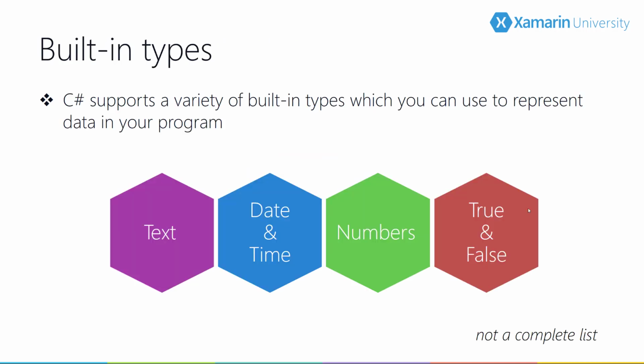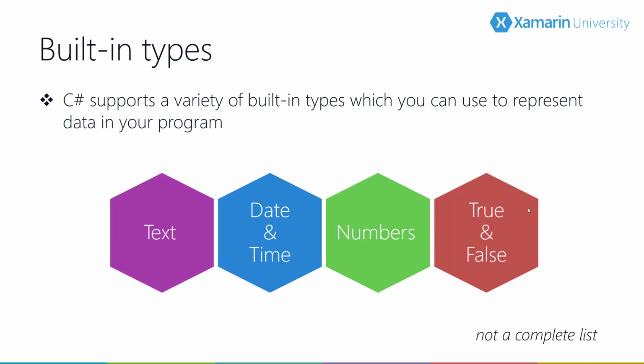Now C# actually has a lot of built-in data types that we can work with. We have data types that deal with text, that deal with date and time and numbers and true and false values. There are data types for tons of operations built into the C# language.